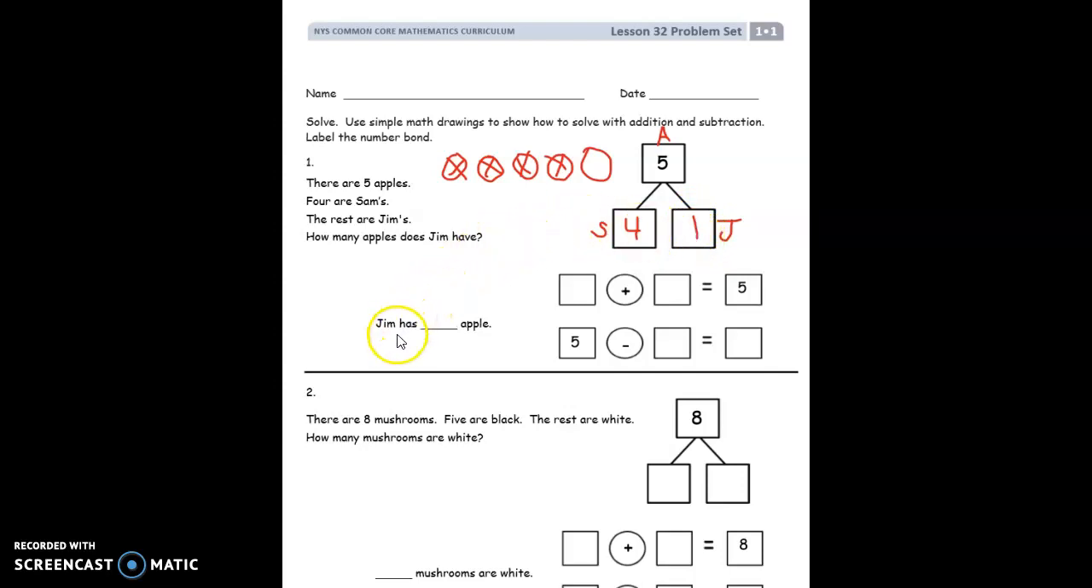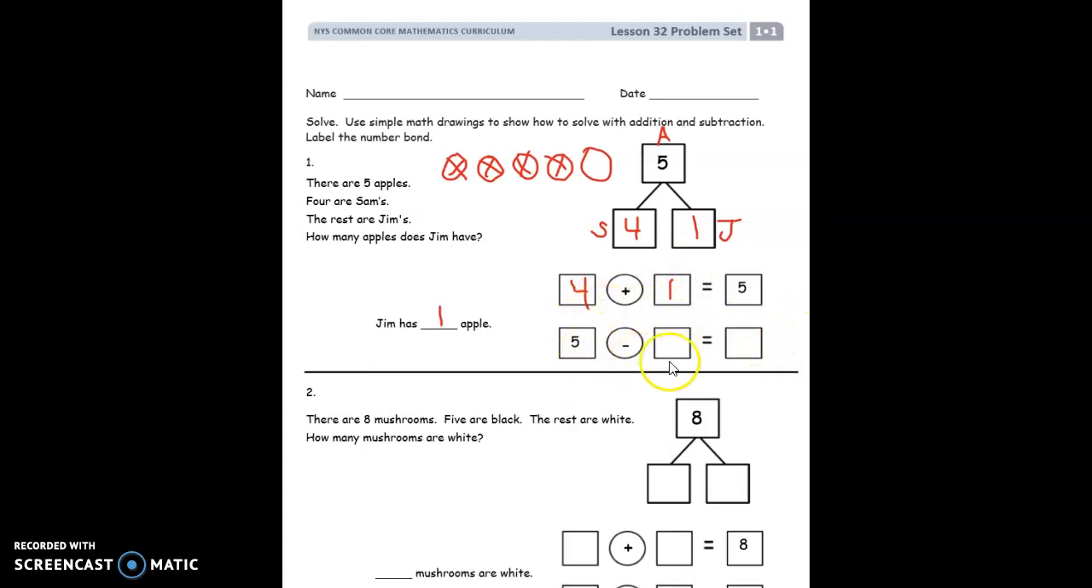Let's look over here at our question. Jim has blank apples. How many did we just say Jim had? Right, 1. Now let's fill in our number sentences. Blank plus blank equals the total. Where is our part? Right, you'll use these 2 numbers because it's our part. Go ahead and write your 4 and 1 in now.